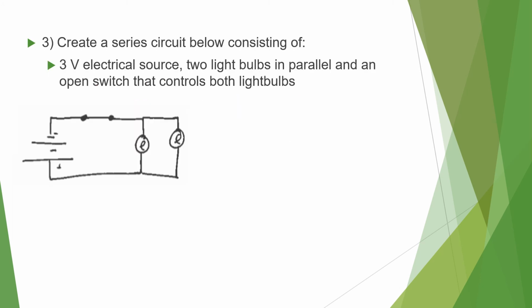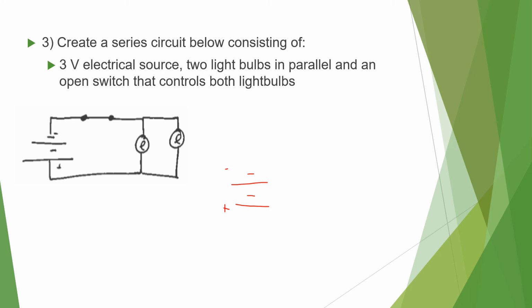Okay, a 3-volt electrical source, 2 light bulbs in parallel, and an open switch that controls both the light bulbs. So again, 3 volts, guys, we need to make the connection that means 2 cells, right? 1 cell is 1.5 volts, 2 cells is 3 volts. So we're going to do a 2-cell battery.